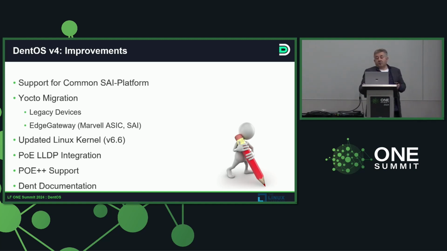At the same time, we also support the Edge Gateway. That is a Marvell-based ASIC, based on the SAI implementation. So we are going to be adding support for Yocto-based builds. Again, it's in the final review phases. We are updating the kernel, as of today, to 6.6. I do believe that we are going to update the kernel by the end of the year again to move to an LTS release, also to get some of the new features that we are contributing on the PoE++ side in the kernel-based implementation. I'll talk to you about that in a bit.